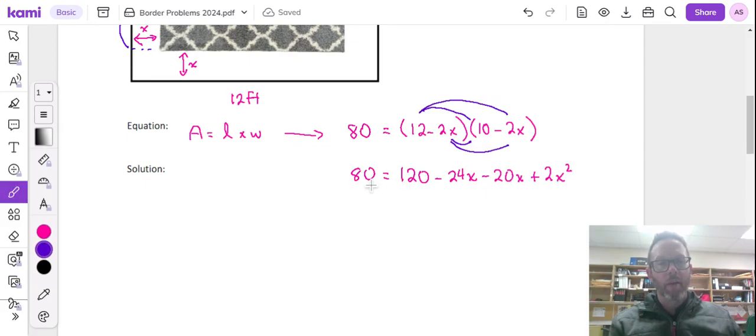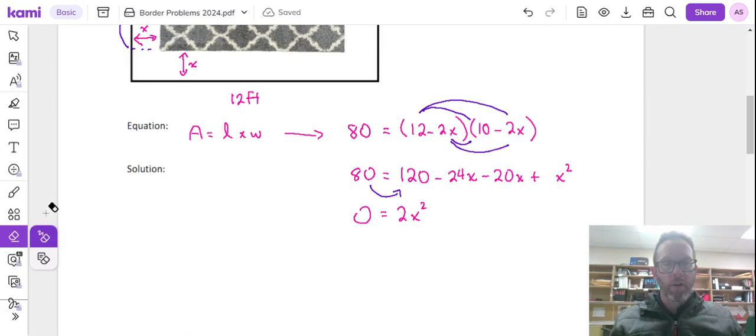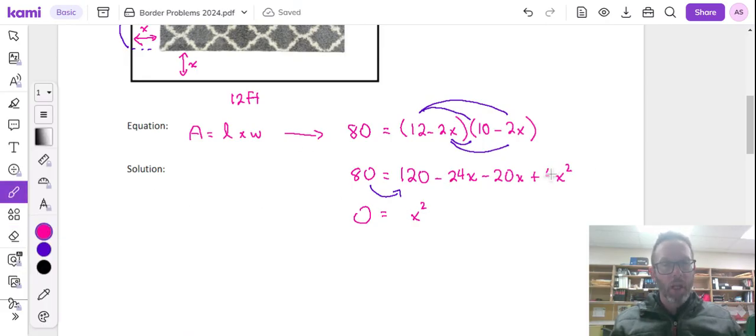And I think I'll even, at this point, move the 80 over as well. So what do we have? We have 2x squared, minus 24 and minus 20 make, oh, you know what? You're probably raising your eyebrows. That should be 4x squared. I'm glad I caught that. I would have caught it later. 4x squared, excuse me. Minus 24 minus 20 is minus 44x. And then we're going to have 120 subtract 80 plus 40.